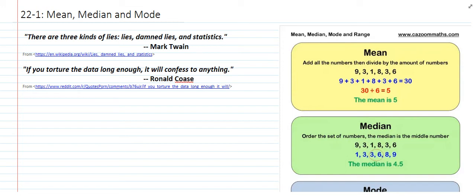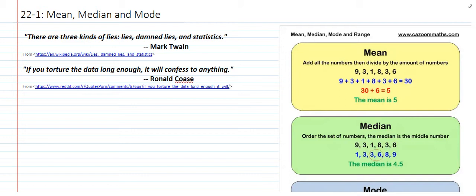This is our last lecture series, and we're going to talk a little bit about statistics. We're going to look at mean, median, and mode. I'm going to start this off with two of my favorite quotes concerning statistics. One, there are three kinds of lies: lies, damned lies, and statistics. That's Mark Twain. That's a good one.